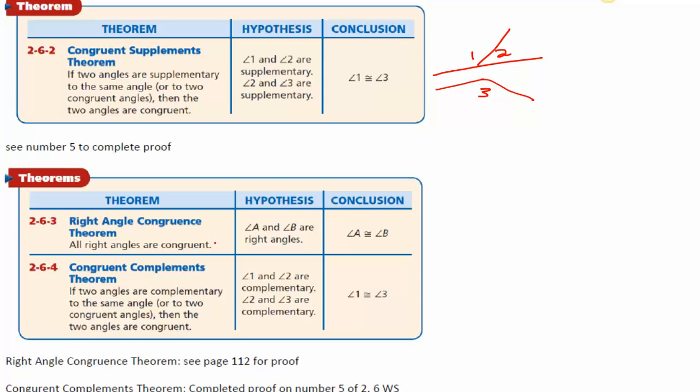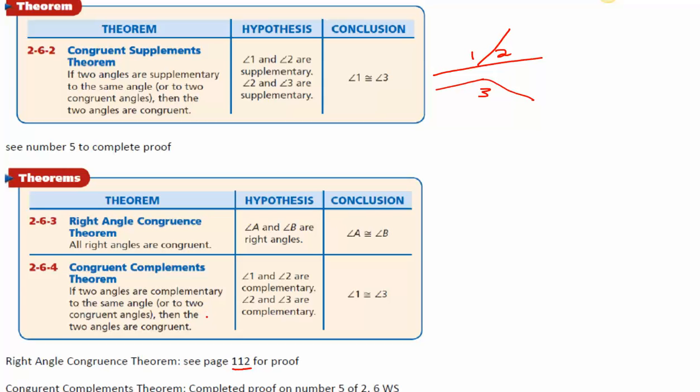Also, we have the right angle congruence theorem. This is a nice little tiny theorem that just says all right angles are congruent. I'm not going to prove that theorem, and you're not going to either, but it's in your book on page 112, so you can go and check the proof. And there's no steps in our proof that we wouldn't be able to do ourselves. Just for the sake of time, we're just going to let that one be proven on page 112.